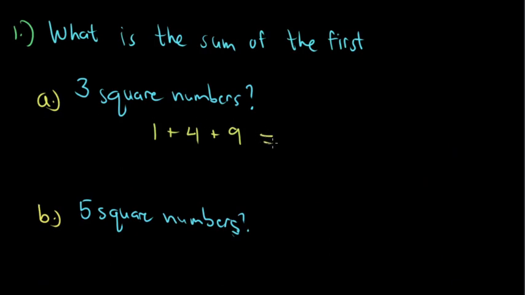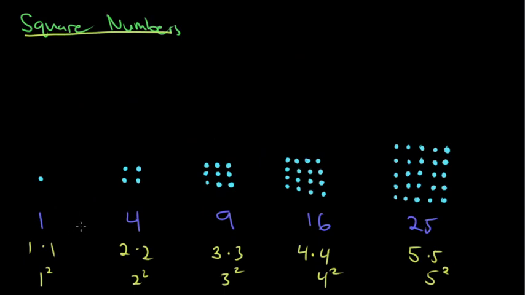Add natin sila. So we have 1 plus 4, that will give us 5. Then 5 plus 9 will give us 14. That is the sum of the first 3 square numbers. How about the sum of the first 5 square numbers? Which is lahat na nitong example natin. We have 1, 4, 9, 16, and 25.